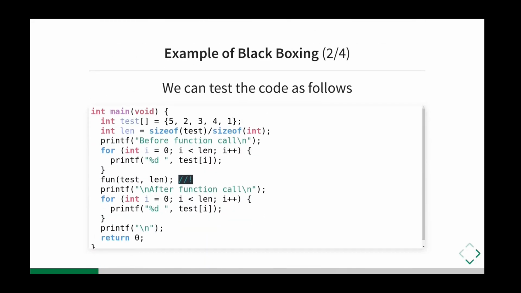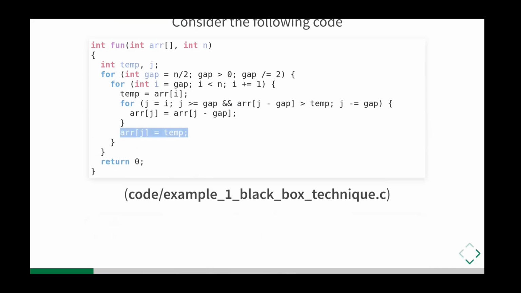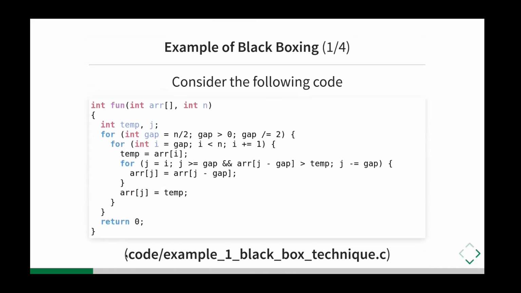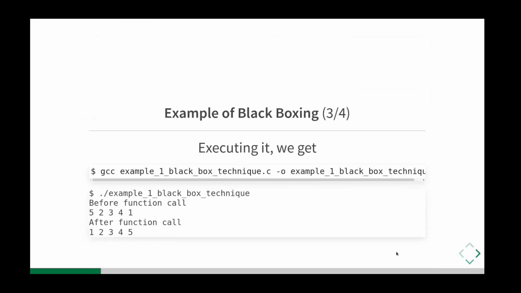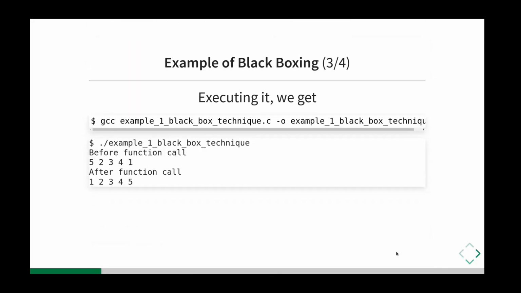So we can test the code. We can just execute the function with a test array. This is an example code, and you can find all these code snippets in the material. This is the name of the file. Now, if we execute it, we see this. This is the array before the function call, and after the function call, this is the new array.